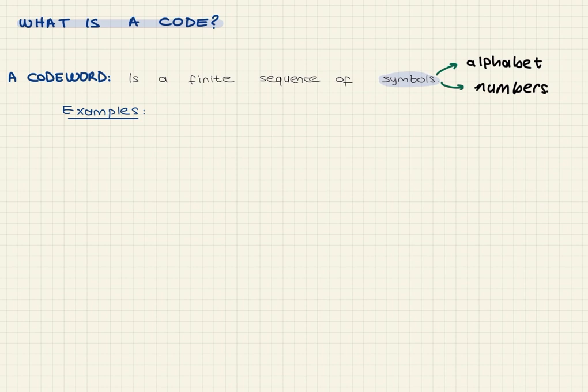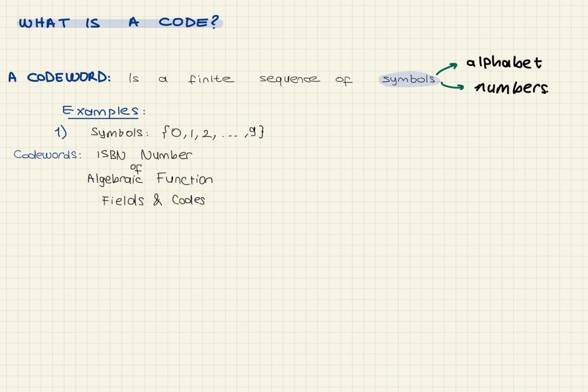For our first example, take your symbols to be the set of all integers between 0 and 9. Then the ISBN number of Algebraic Function Fields and Codes, which is 978, 35, 4076, 878, 4, is a code word of length 13.